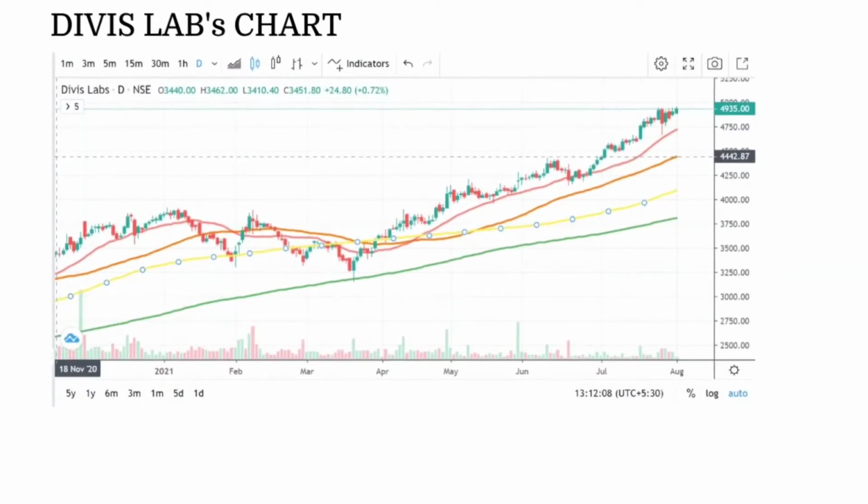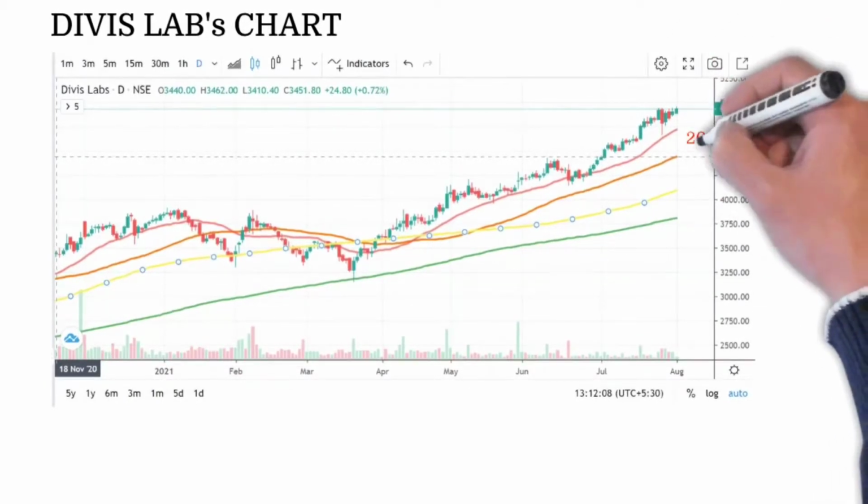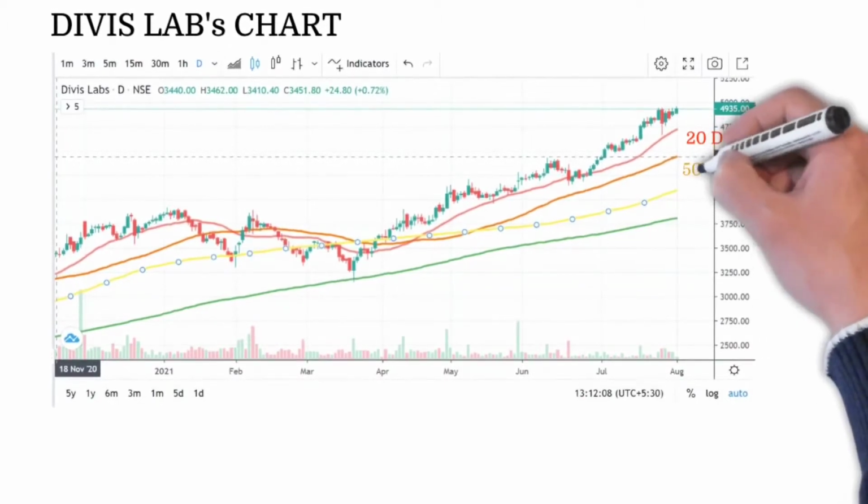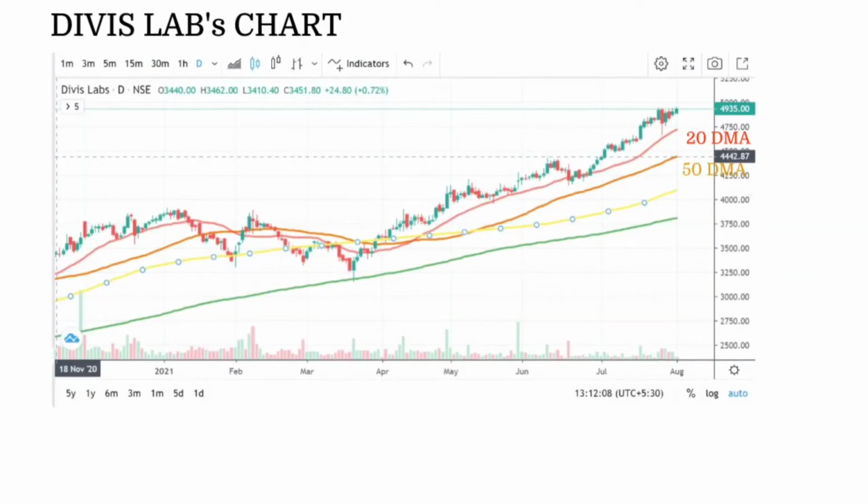You can see we pulled out around 8 months as always. The current market price is 4,935, and if you look closely you can see four lines again. These four lines are nothing but the daily moving averages, and they are important indicators for us technically. The red one is the 20-day moving average. The orange one is basically the 50-day moving average. Then the yellow one is the 100-day moving average.